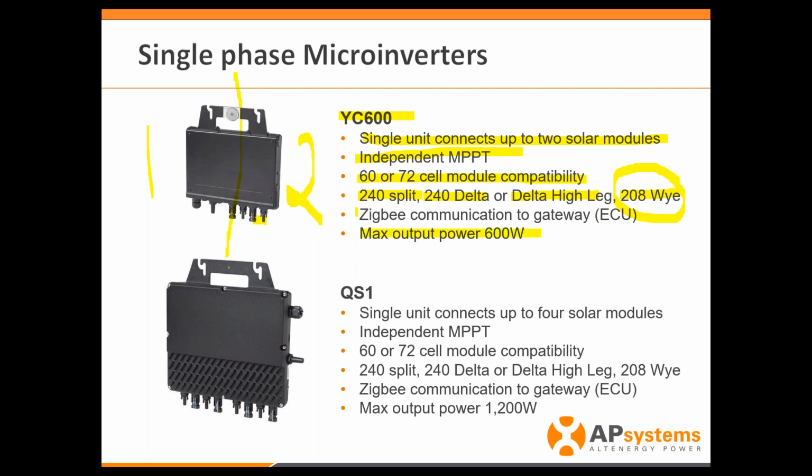And then max power output, 600 watts. So that again is because of the independent MPPT, it is 300 watts per channel. The QS1, again, very similar to the 600. It connects up to 4 solar modules. That same independent MPPT, so it's 4 different channels across here. Same 60 and 72 cell compatibility, the same power configuration, the same convenient ZigBee communication, and max power output is 1200 watts. But again, that is 300 watts per channel.